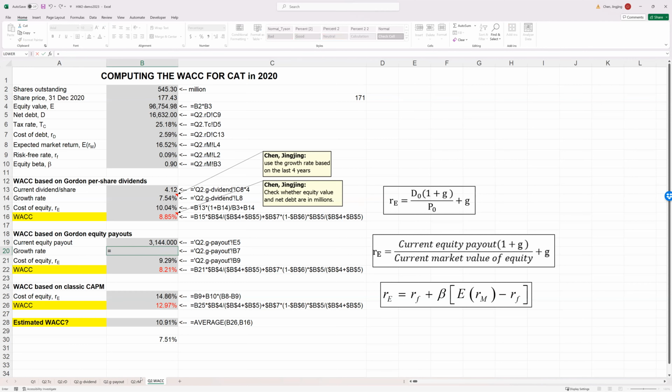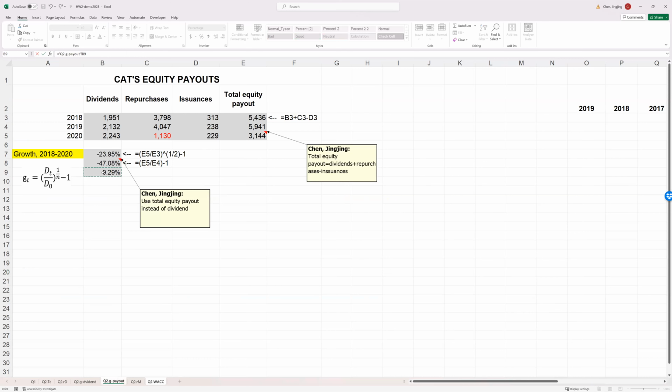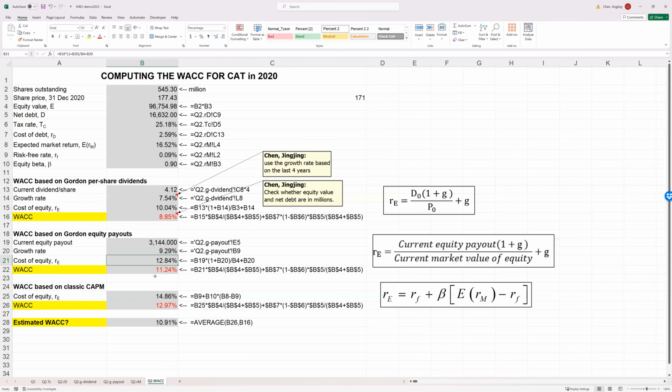Hold on. So there's an issue here. I think I changed the growth rate to a wrong number. So here, change it to 9.29. And then the cost of equity changed to 12%, and 11% for WACC. So then taking the average of the three, it's roughly 11%.